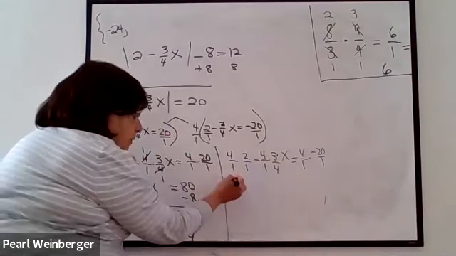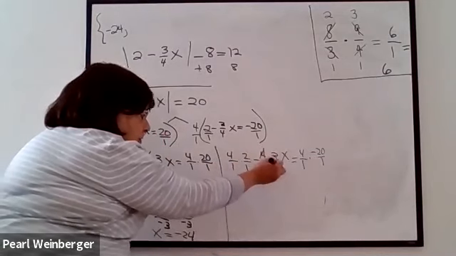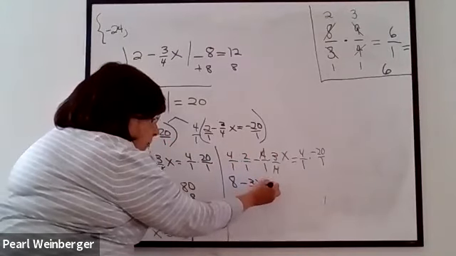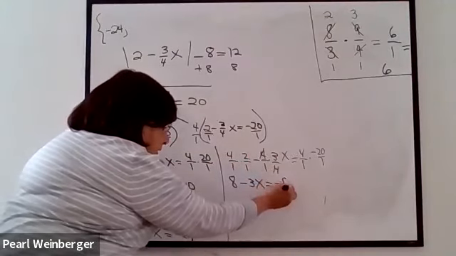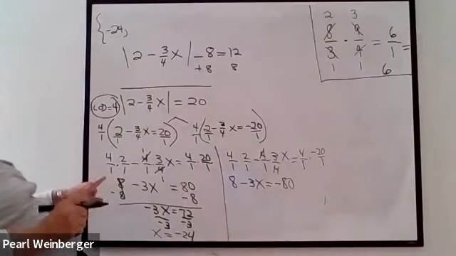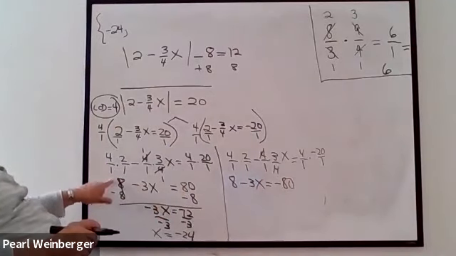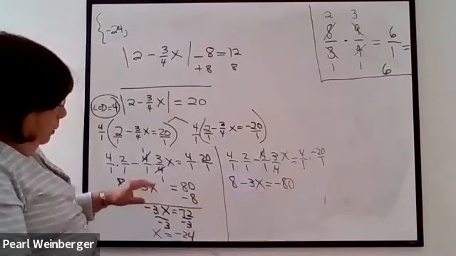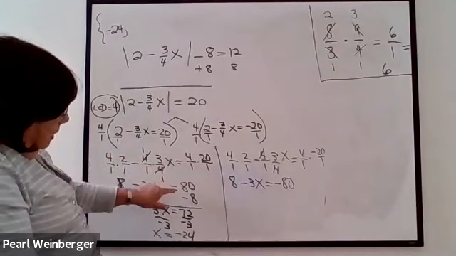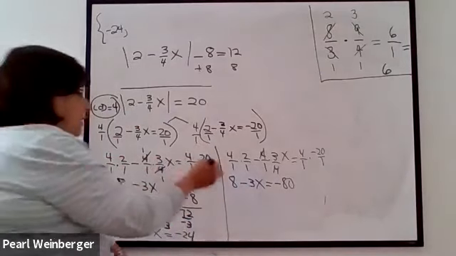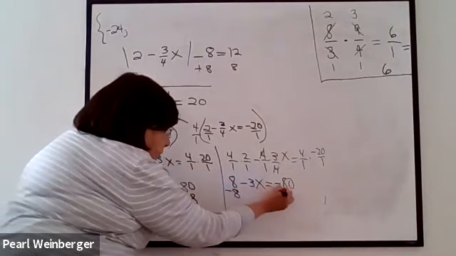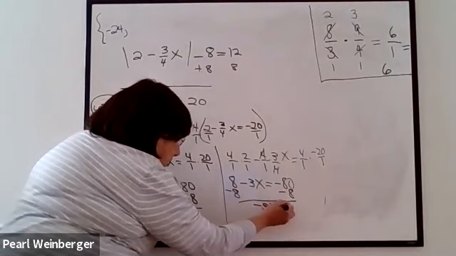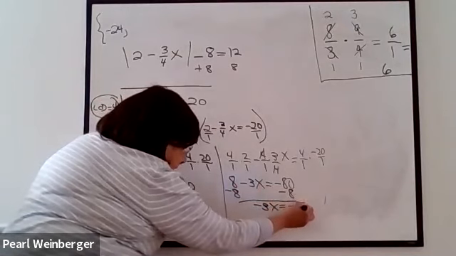This is just going to give me the 8. Here, the 4s are going to cancel out. I'm going to get -3x. And over here, I'm going to get -80. In other words, whatever I had on this side as a positive will turn out to be a negative over here. So I really could have just taken this one and made that negative. And now I'm going to subtract 8 from both sides again, which will give me -3x equals -88.